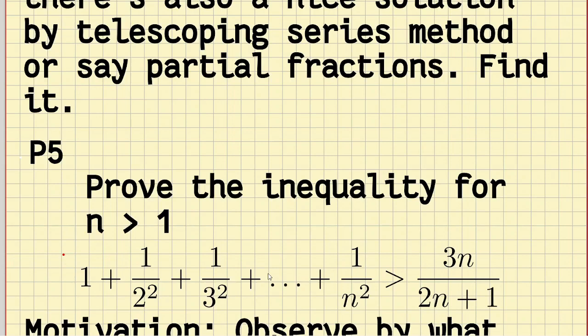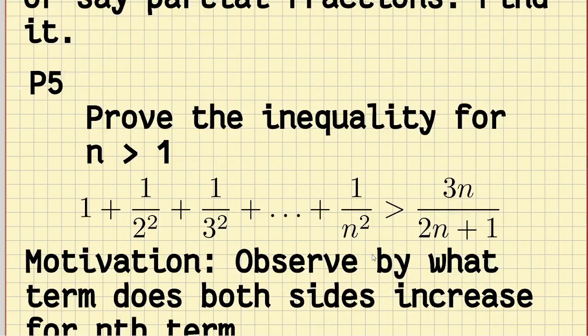I will now try to give you some motivation about it, but first look at the problem and try it. It might be simpler for many of you. First observe by what term both sides increase for the n term. That means when I add an n plus 1 term, or n minus 1 to n term, you will now see what the difference is, by what term it is increasing on both sides. First find the difference. You might have seen the difference method is very useful. The method of checking out the difference is very useful. And try to see which grows faster.